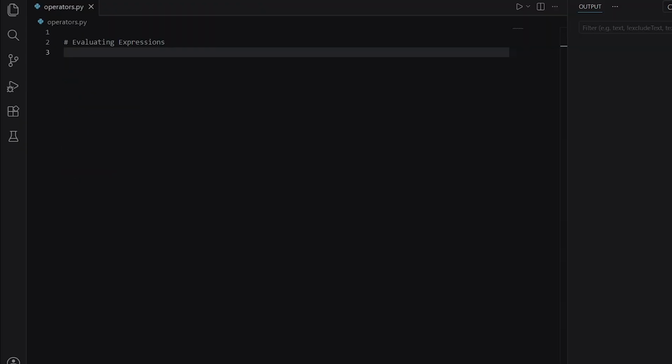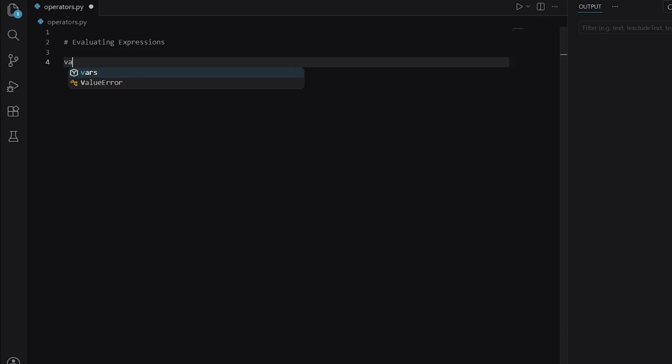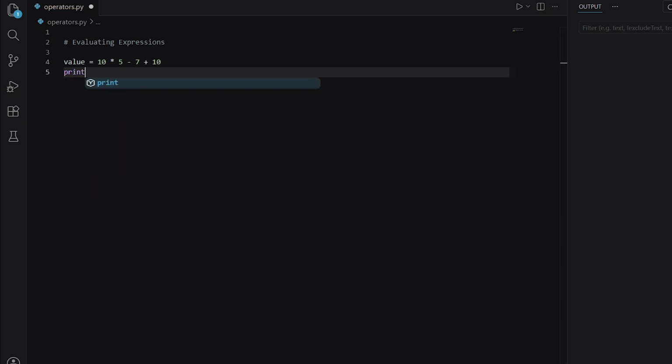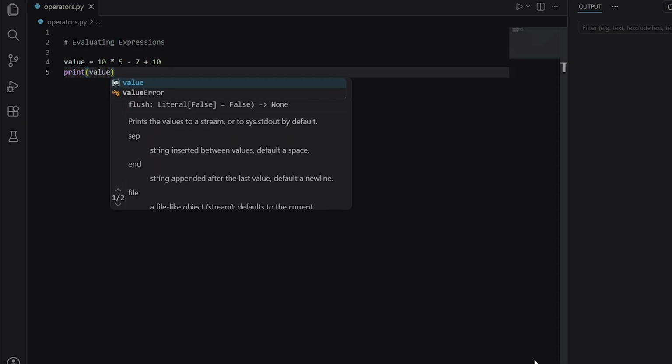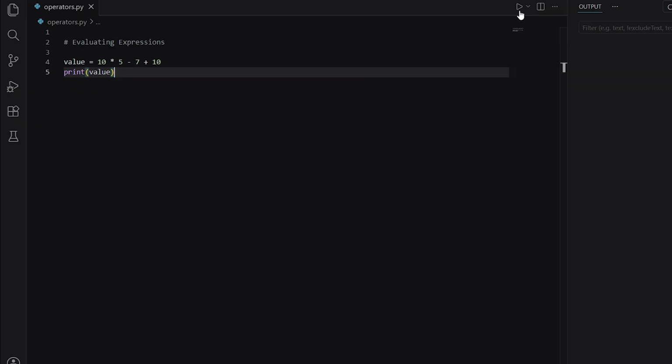So let's look at this expression. Here we have value is equal to 10 multiplied by 5 minus 7, let's say plus 10. Let's print it out. We'll have print value. Okay? So this means that value is equal to 53.